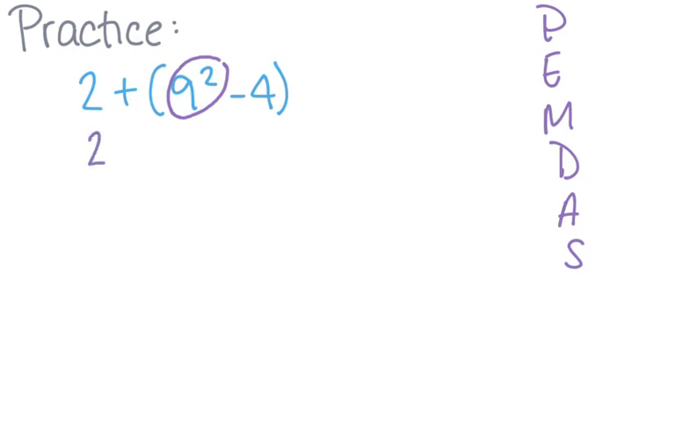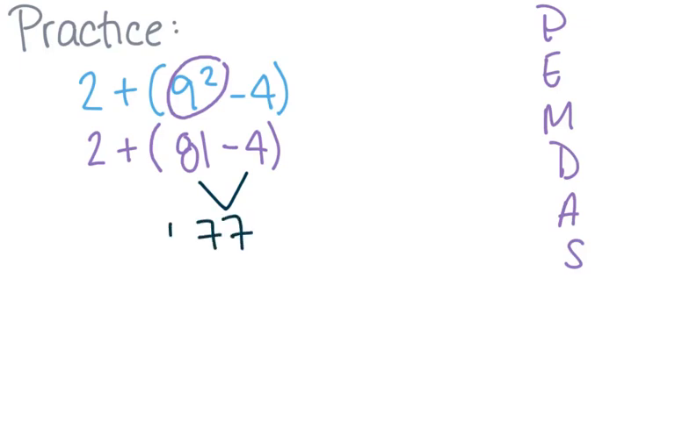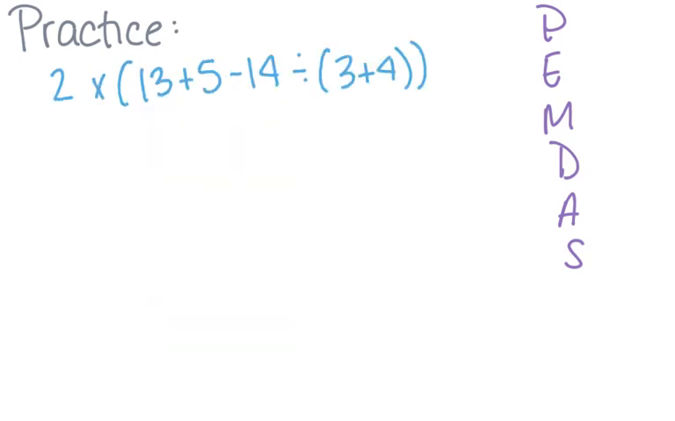So we are going to have 2 plus, and I'm putting the parentheses back in, (81 minus 4). And I'm putting the parentheses back in because we still have to do 81 minus 4. And 81 minus 4 gives us 77. So now we have 2 plus 77, and that's our last step. So 2 plus 77 gives us 79.